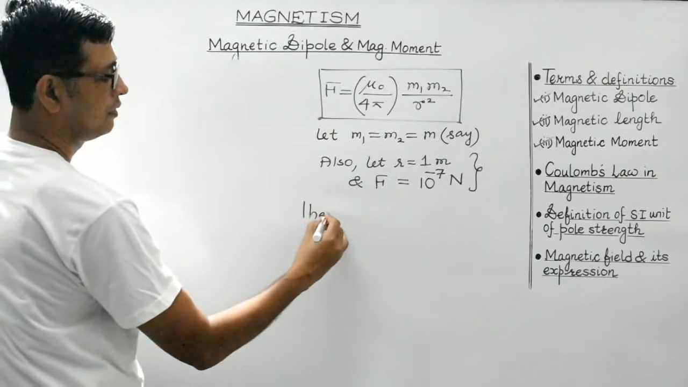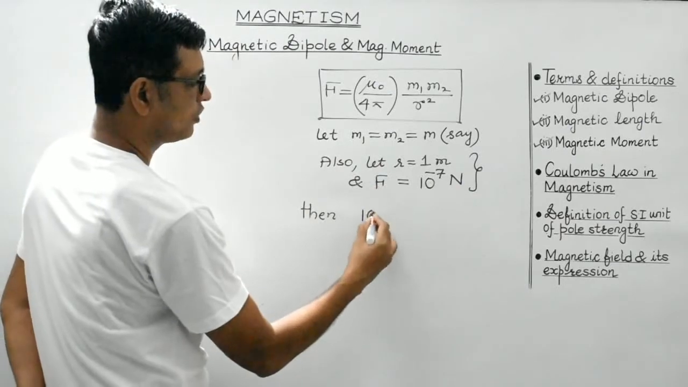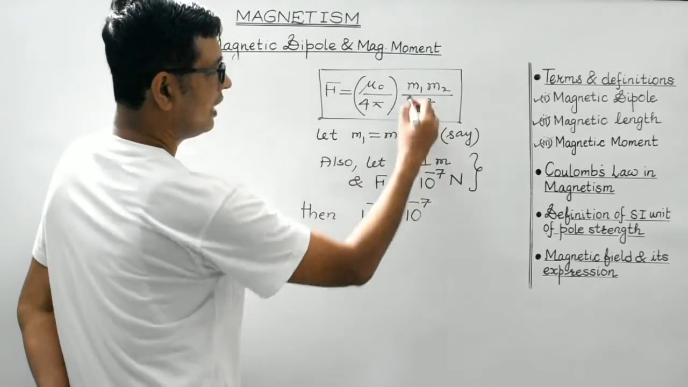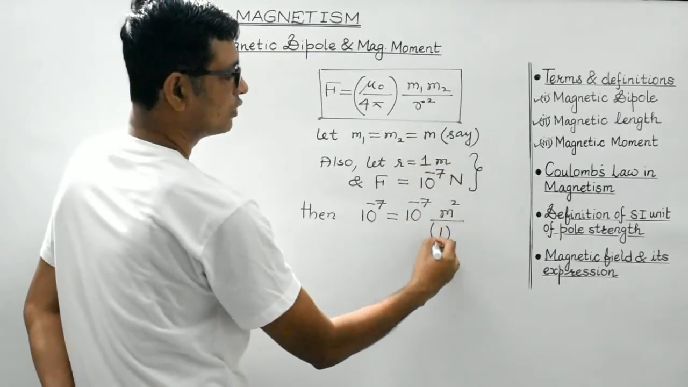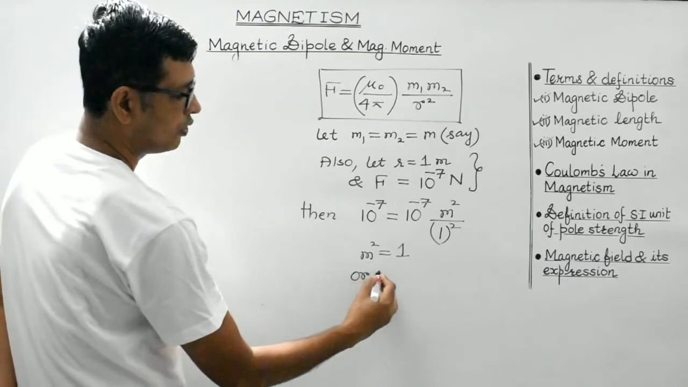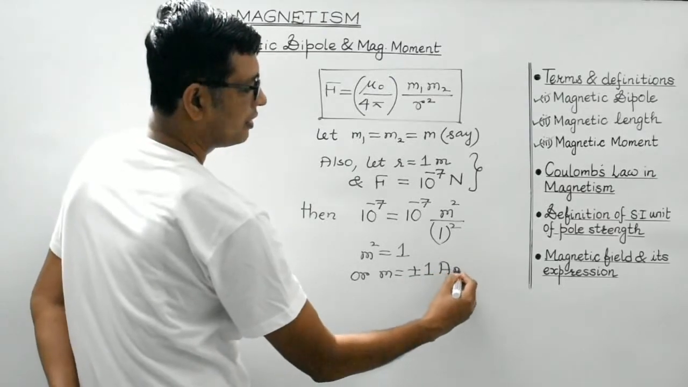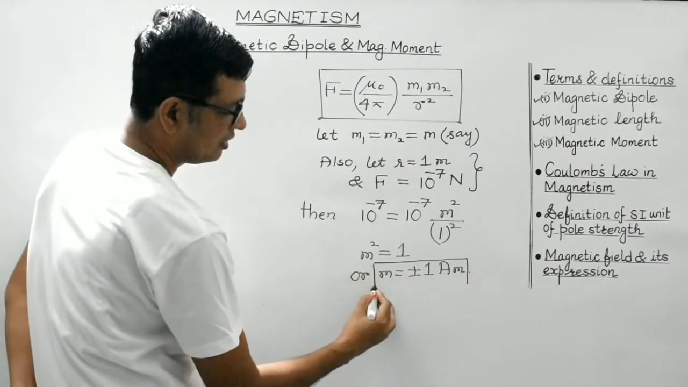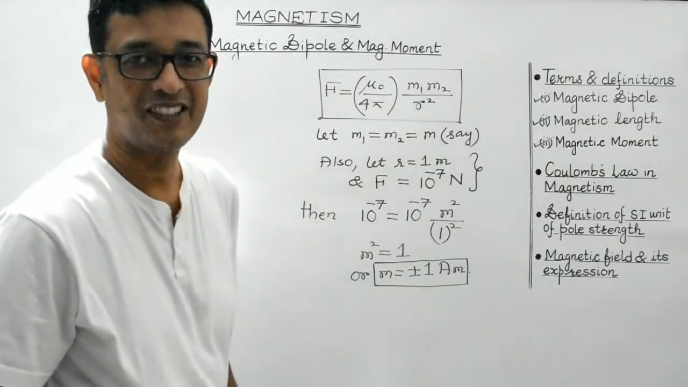Then, if you substitute these values, what do we get? In place of F, you can write 10 raised to minus 7. Mu naught over 4 pi is 10 raised to minus 7. m1, m2, each is m, so we get m square divided by r, taken to be 1, so 1 square. So we get m square equal to 1, or m equal to plus minus 1 ampere meter. So now we can easily define ampere meter with the help of these mathematical statements, right?